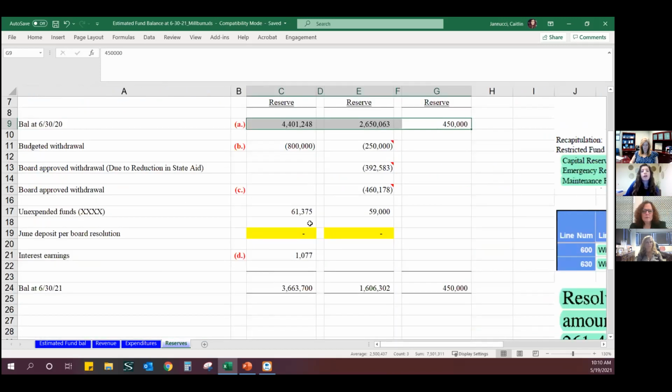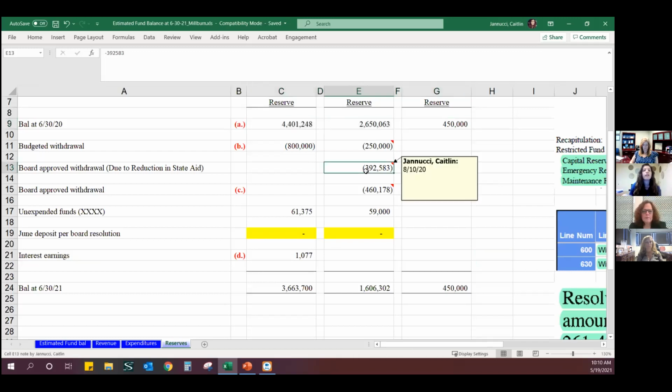And then Milburn also had 2 different types of withdrawals by board approval. In fiscal year 21, they actually had a small loss in state aid of 392,000. And as I'm sure most of you are aware, there's several ways that you can account for that loss in state aid. And Milburn opted to do a withdrawal from maintenance reserve to offset that reduction in revenue. So this was their first approval of a withdrawal from maintenance.